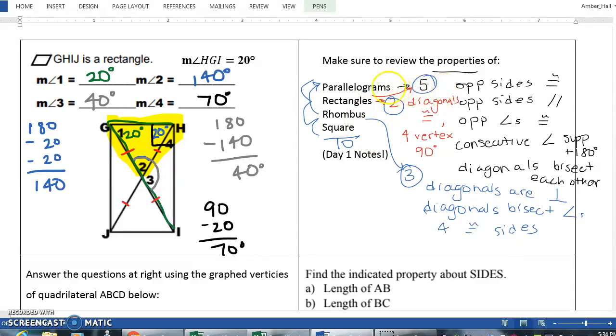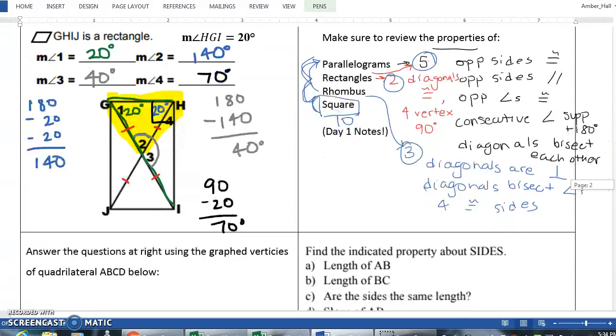We discussed parallelograms have 5 properties specific to them. Rectangles have those 5 as well as 2 more. Rhombuses have the original 5 as well as 3 more. And squares have all 10 properties because squares are rhombuses as well as rectangles, which are both parallelograms.